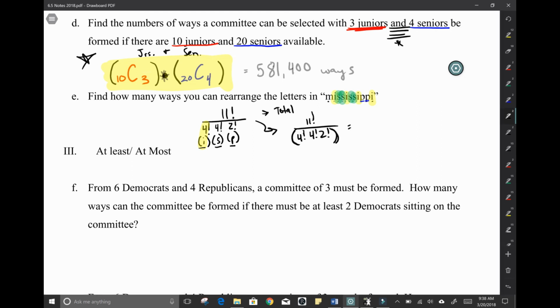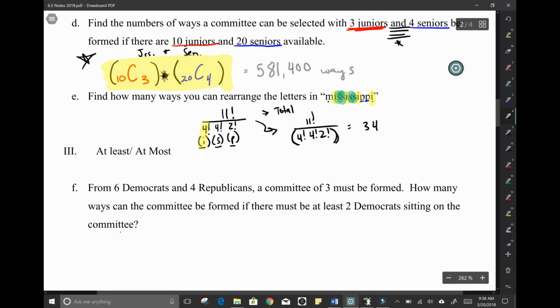So from here you can type everything in. Again, I would encourage you, show your work. It's really no big deal. Times 4 math factorial times 2 math factorial, and parentheses, enter. You have 34,650 different ways.